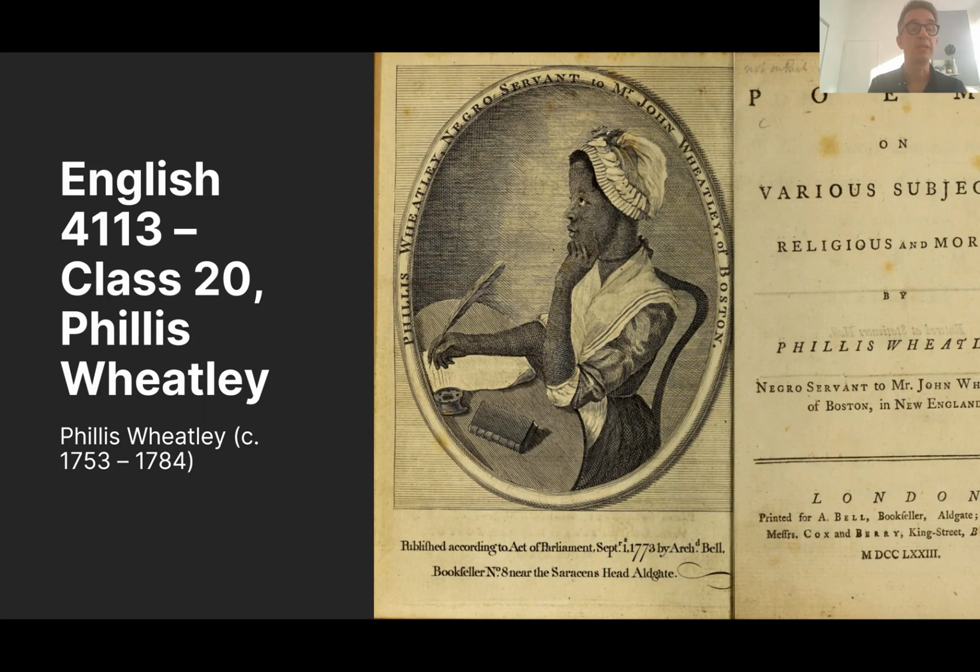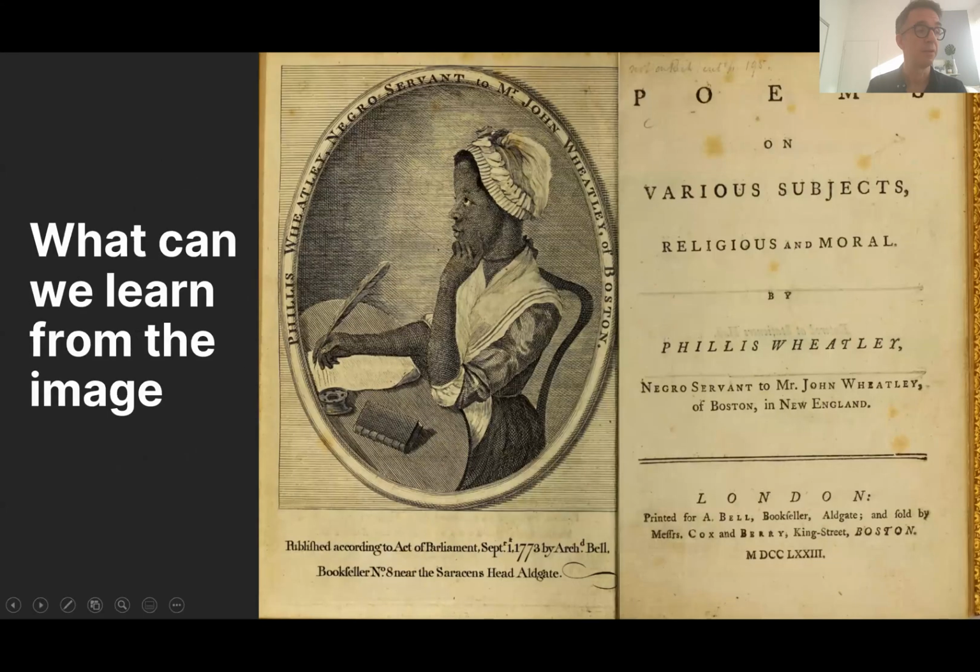So her book is the first book of poetry published with poetry by a Black woman in English in the Americas. So what can we learn from her, this image here? Well, we can see that we have the title of the work, we have her name, and then we have this relationship of servility that's stressed. Negro servant to Mr. John Wheatley of Boston in New England, a phrase that's repeated right here. Then we have all the copyright information, the year it's published and so forth, which asserts her intellectual property over this book.